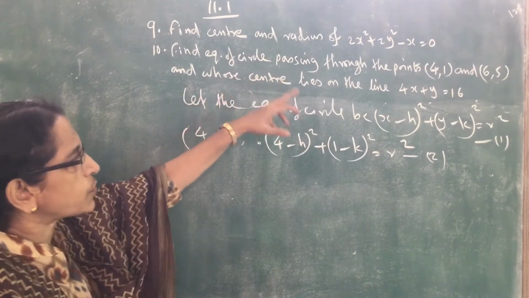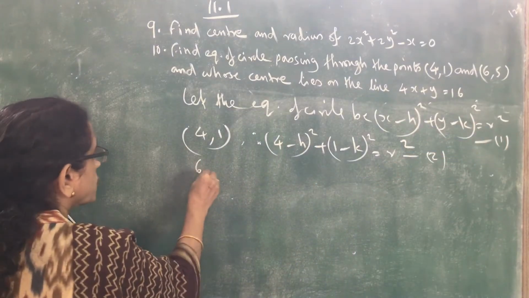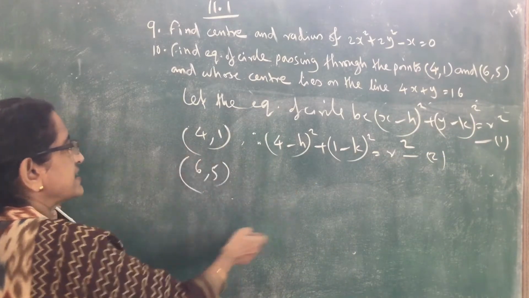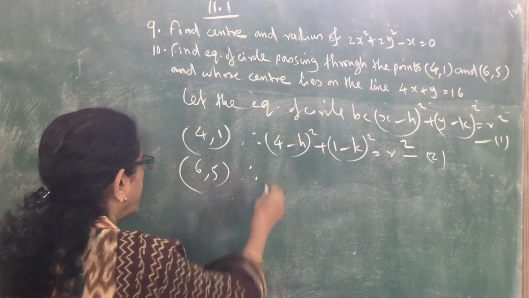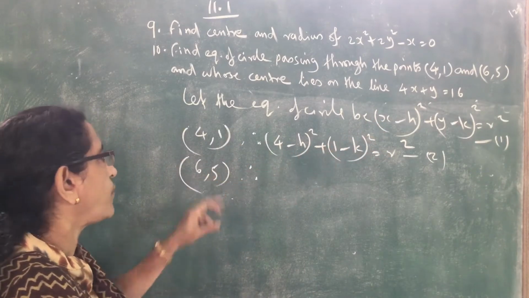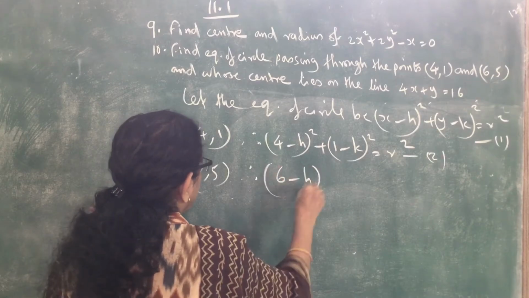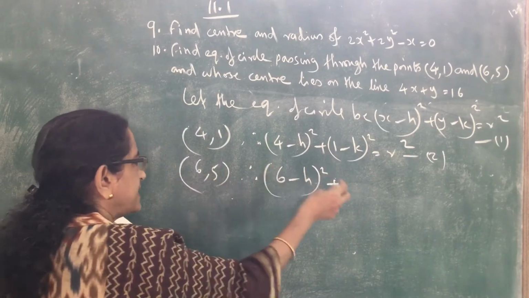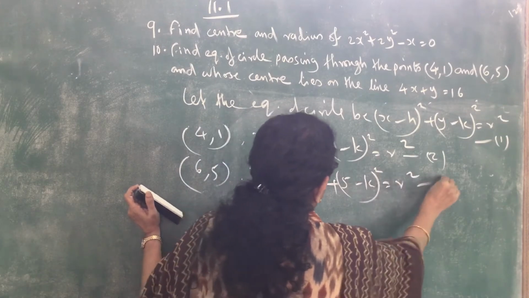Now the second condition we can apply. Given that it passes through (4, 1) and (6, 5), now we substitute the second point. So it passes through (6, 5). Therefore, in the place of x we write 6, in the place of y we write 5. So we get (6 minus h) whole square plus (5 minus k) whole square equal to r square. Name that equation 3.